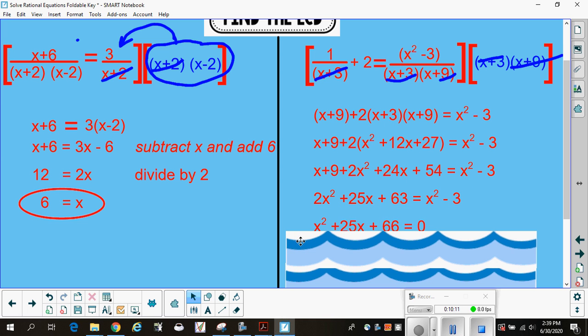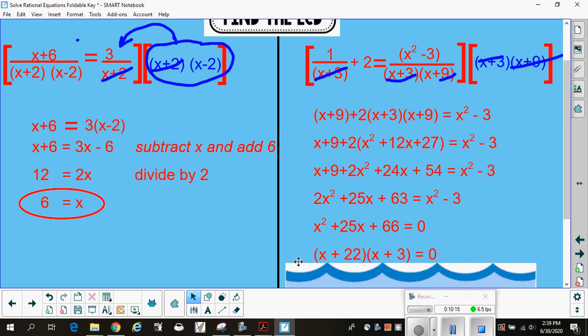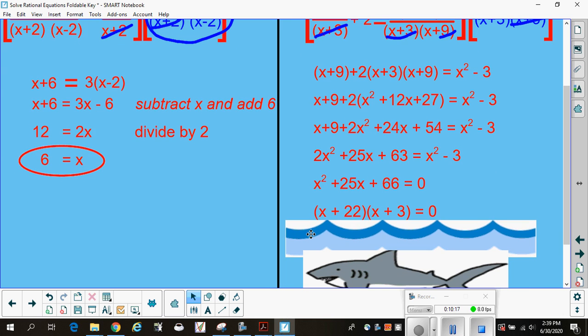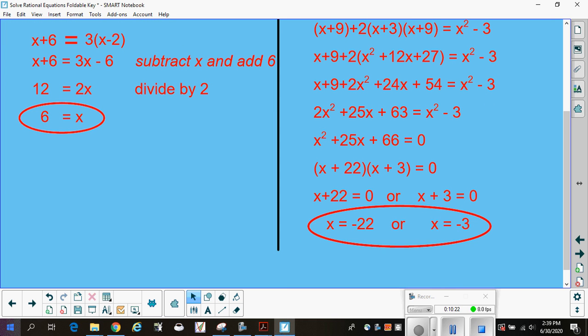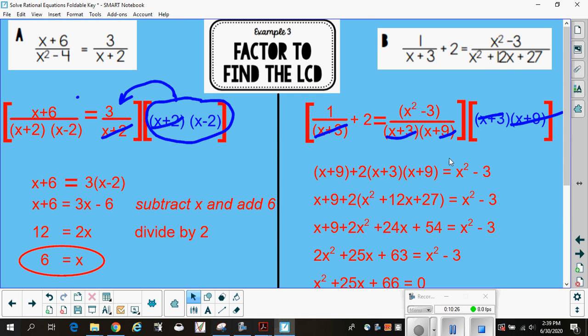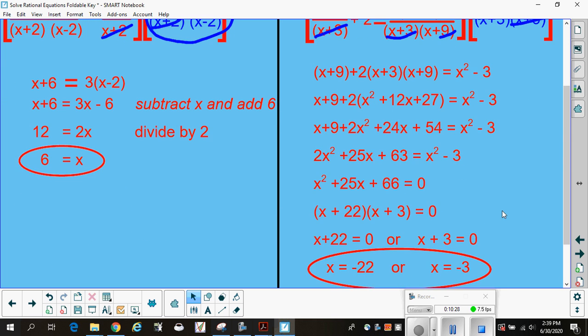Then I'm going to factor, and then I'm going to set each factor equal to 0. And voila, x is equal to negative 22, or x is equal to 3. And again, if I plug those in up here, that works.